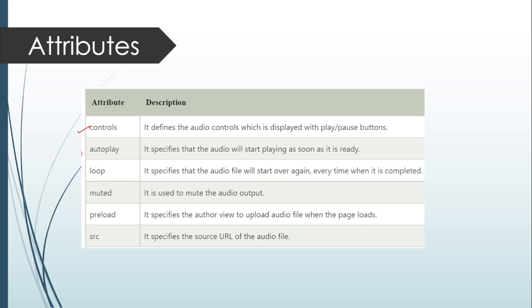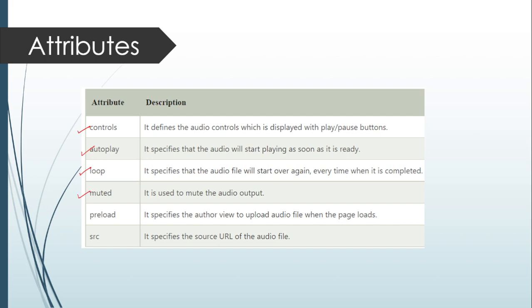Next attribute we have is autoplay. It specifies that the audio will start playing as soon as it is ready. So as soon as your audio file is ready to run, it will play automatically. Next is loop. Loop means if you want to repeat something, if you want your music to repeat, you can use the loop attribute. It specifies that the audio file will start over again every time it is completed. That is called loop.